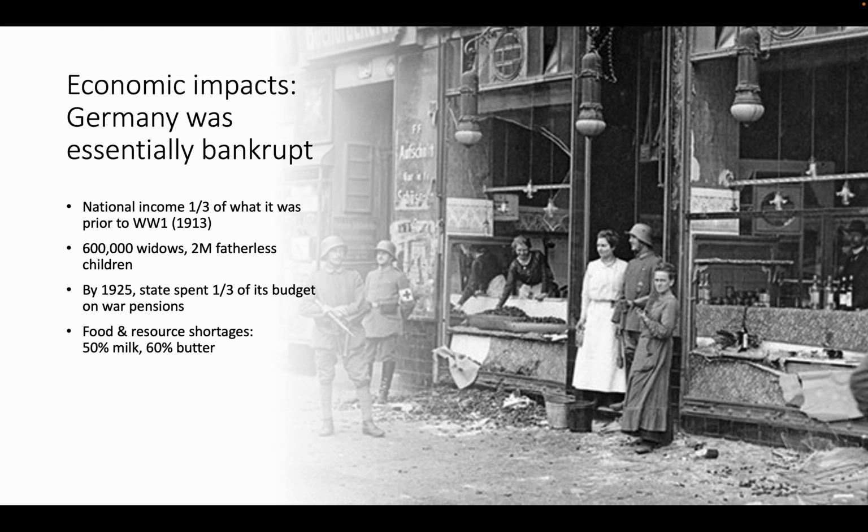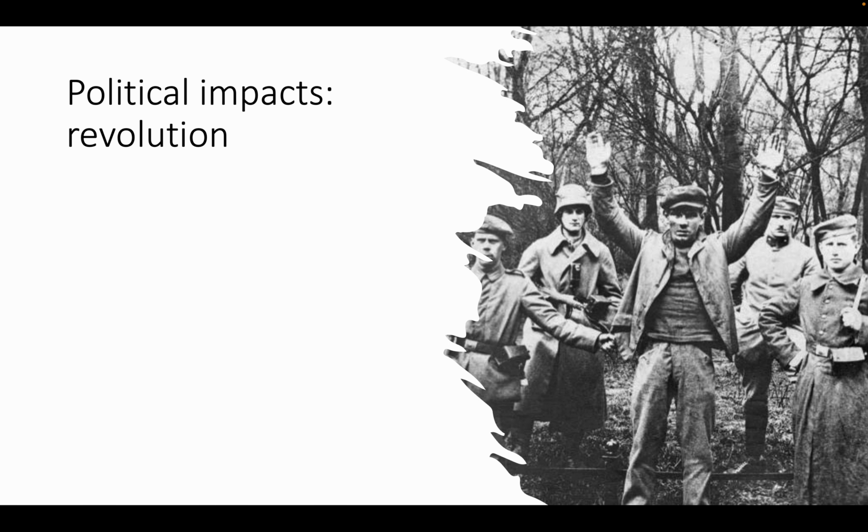And food and resource shortages. Only 50% of the milk and 60% of the butter was produced compared to before the war levels. And it was cold due to fuel shortages. There were lots of fuel shortages, so there were 300,000 deaths from starvation and hypothermia in 1918. And industrial production, factory production basically, was two thirds of what it had been prior to the war in 1913.